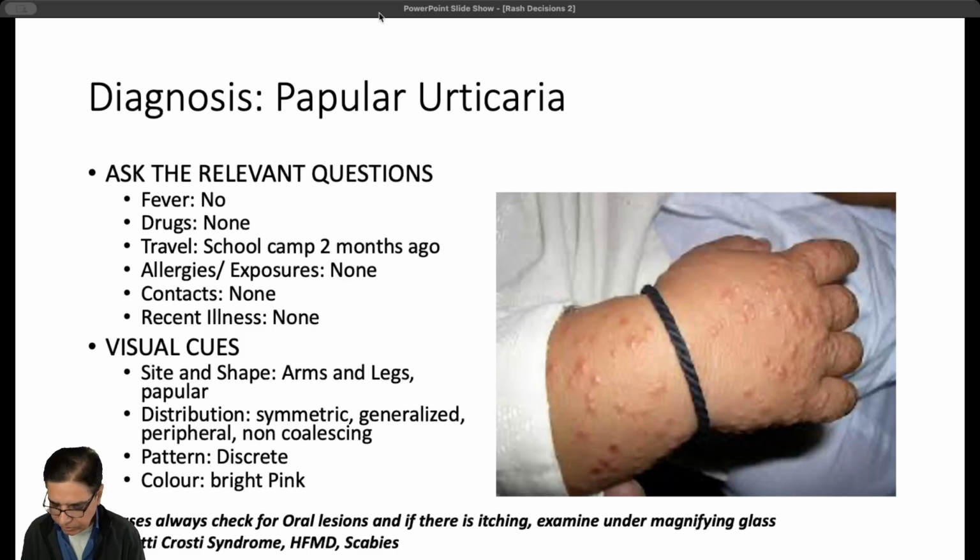Giannotti-Crosti syndrome basically is just like papular urticaria but slightly more widespread and with a non-itchy component. And if there is a history of contacts at home, itchiness, then you should think of scabies. And if the same rash has an oral component, then you should be thinking of hand, foot and mouth disease. So what I wanted to emphasize here is that you slightly change the context, the appearance is more or less the same, you change the context and altogether the diagnosis changes.